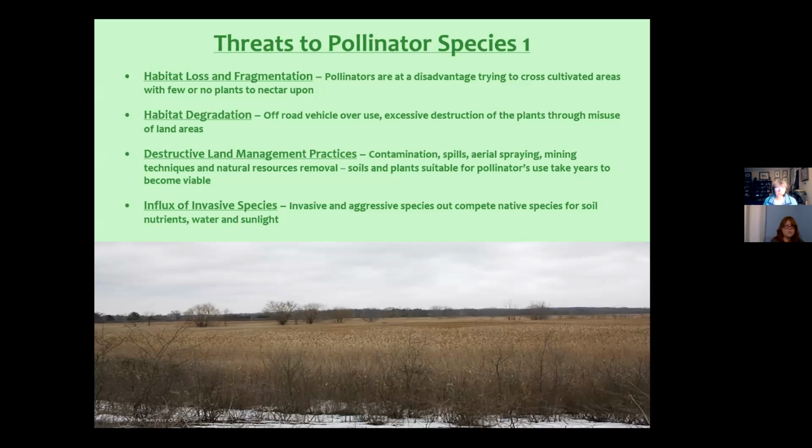So we know we have a lot of threats to our pollinator species, habitat loss and fragmentation. So say you're a butterfly and you're looking at 200 plus acres of Phragmites and you need to fly over that to try to find a plant to nectar on. It's a big problem. It's not like you're going to get in a car and drive across there.